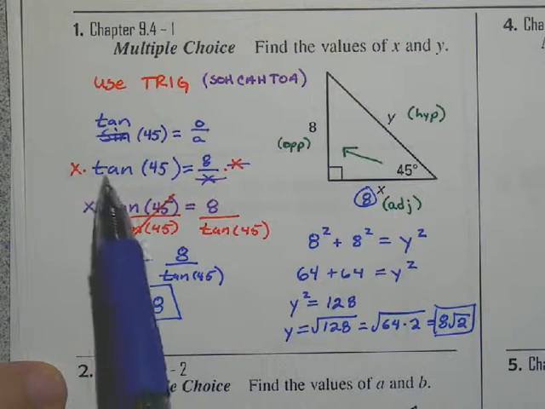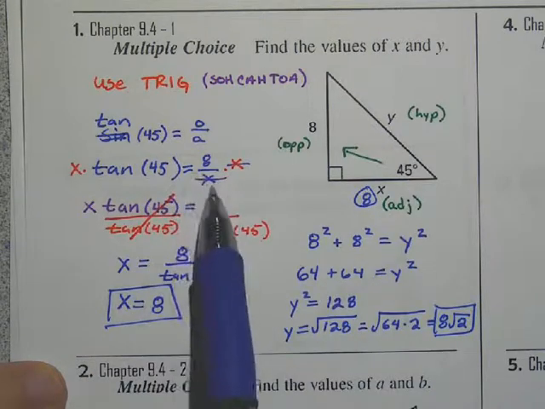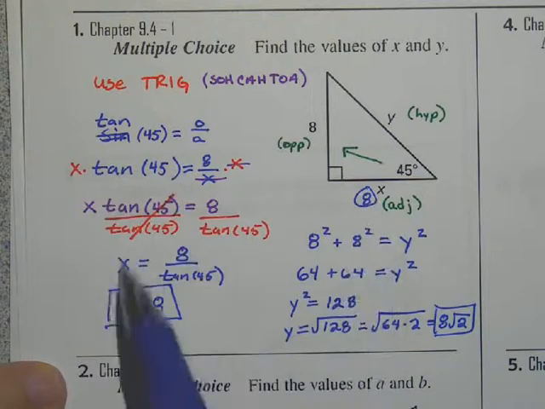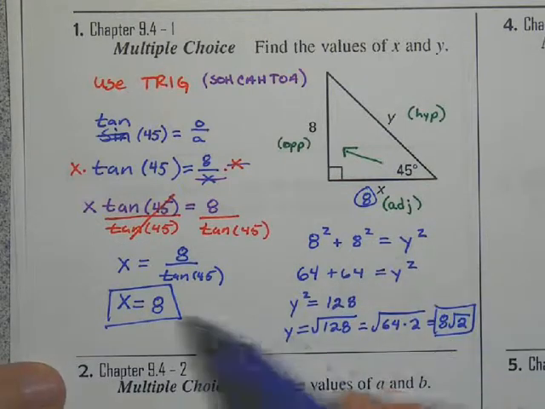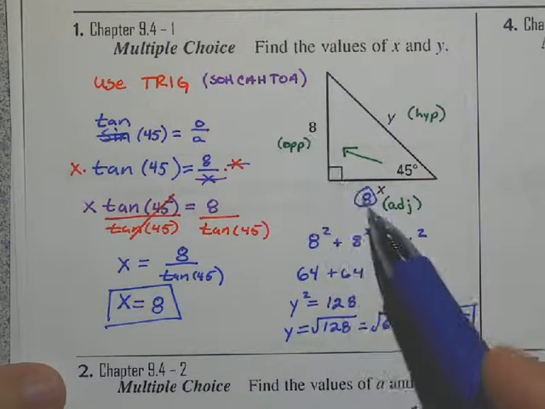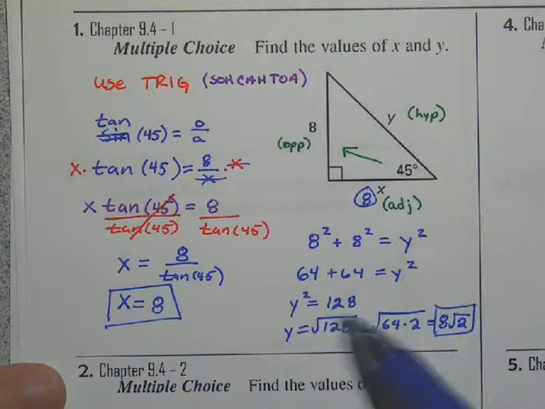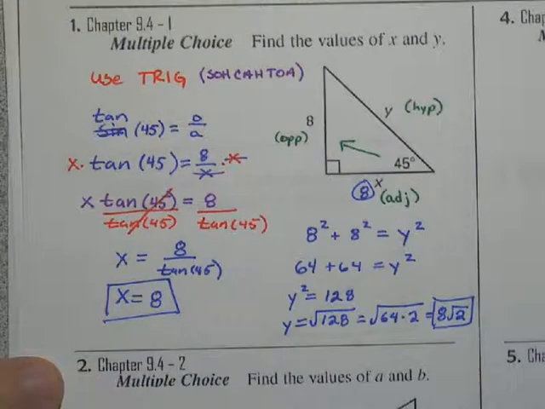So the tangent of 45 in this case is equal to 8 divided by x. 8 is the opposite, x was the adjacent. We worked that out and we got 8 divided by tan 45, x was equal to 8. I then decided to try a different method for the second one. Since I already knew this was 8 and 8 and it's a right triangle, I could use Pythagorean's theorem here to find that y was 8 square roots of 2. Okay, so let's move on to problem number 2 now.